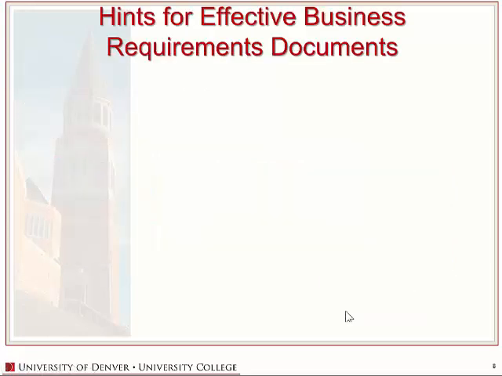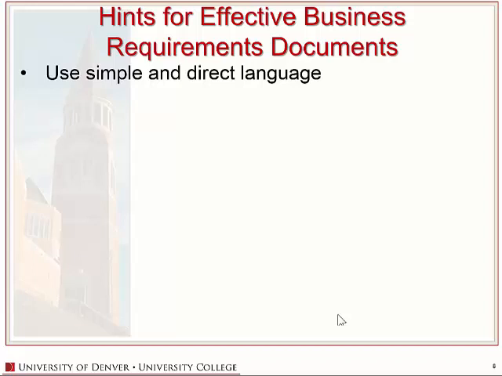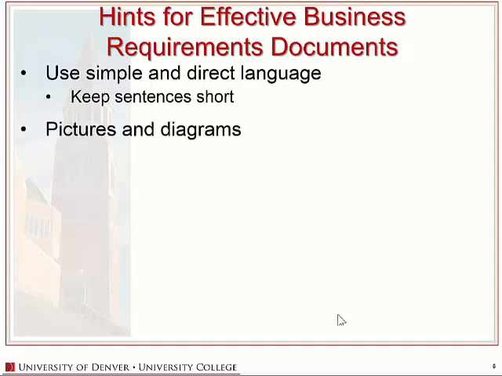What I want to do now is describe some hints for an effective business case document. First of all, you want to use simple and direct language. Keep your sentences short. It's something that you should do anyway. And of course, you want to use the active voice and all the other good grammatical and syntactical things that we've talked about throughout the course. You would also want to include lots of pictures and diagrams. Many times it is easier to show what you're looking for than to tell someone what you are looking for.